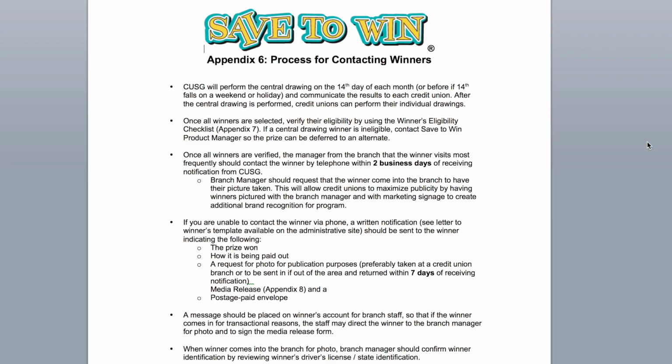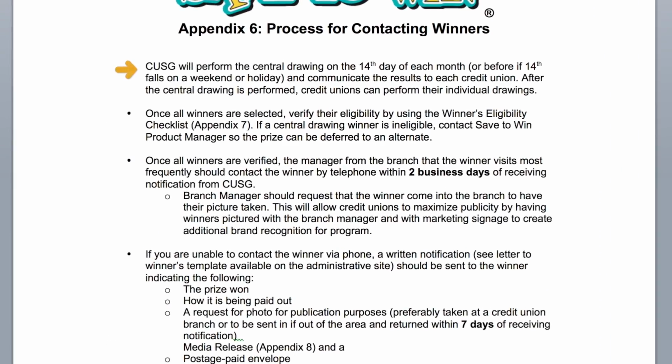This document will walk you through the process of contacting your winners once you've received notification that the central drawing has been completed. As a reminder, CU Solutions Group will perform the central drawing on the 14th day of each month or before if the 14th falls on a weekend or holiday, and we will communicate the results to all of the credit unions. Once the central drawing has been completed, credit unions can log into the admin site and pull their individual drawing winners.